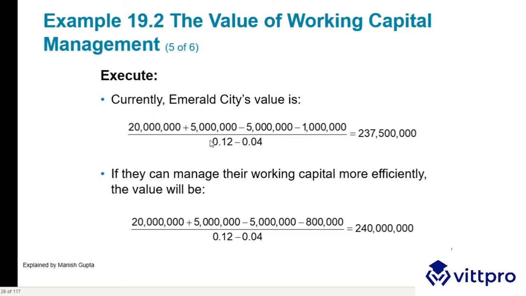So your actual value at this point of time is 19,000 divided by R minus G, right? And if they manage their working capital more efficiently, everything remains the same except the working capital. So their value will increase from 237 million to 240 million. So the net impact will be $3.5 million. That's how their firm value will increase.